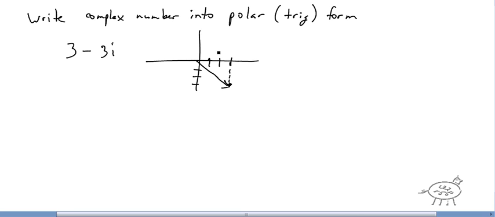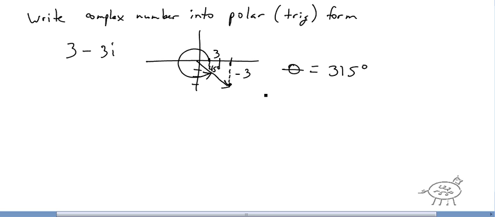And this is 3 and negative 3. And then, of course, being that both sides are 3, we know this is a 45-degree angle here. But your angle is always measured from the positive x-axis. So really my theta is equal to 360 minus 45, or 315 degrees.